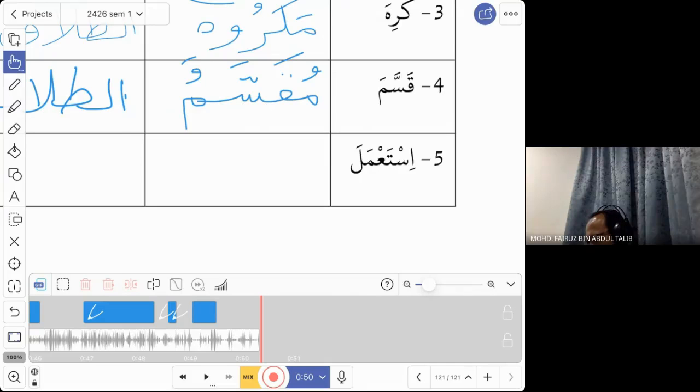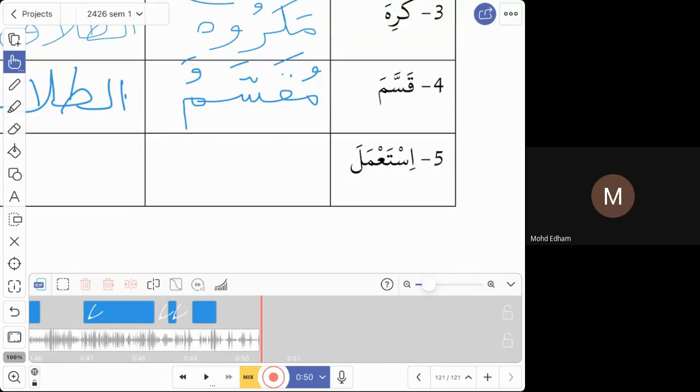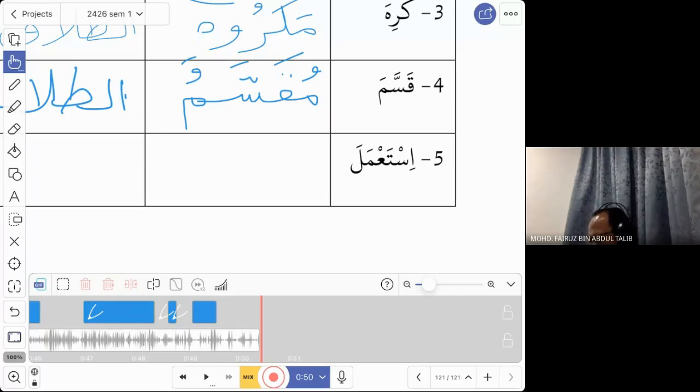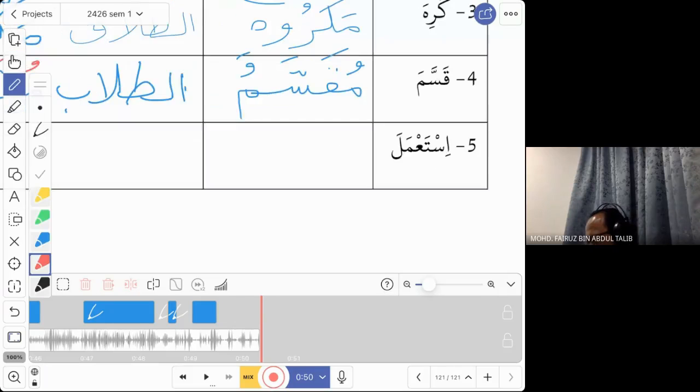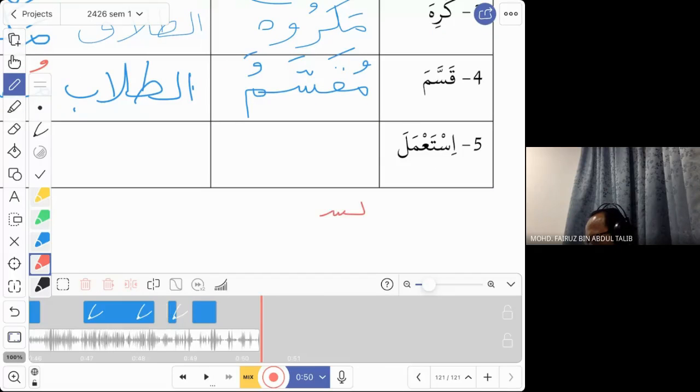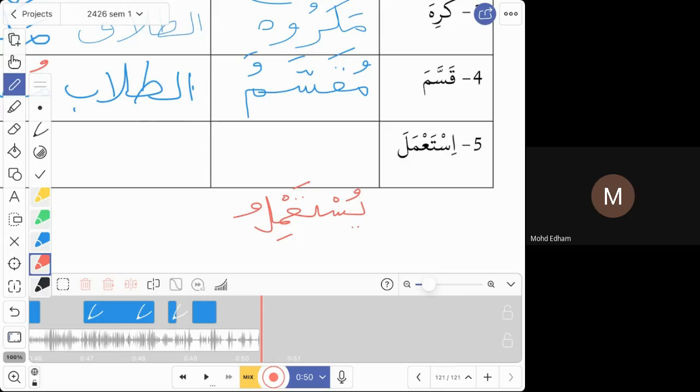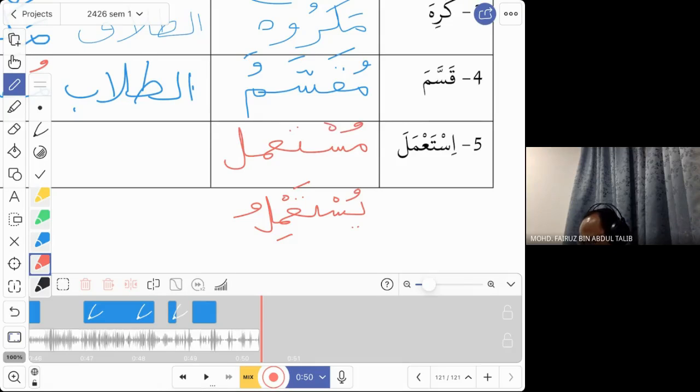Okay, what is the mudari' for ista'mala? This is the wazan istaf'ala. Istaf'ala, yastaf'ilu. Yasta'milu. Yes, correct. You get this from the wazan. Ista'mala yasta'milu. So from here, what is the isim maf'ul? Musta'malu. Yes. Make sure that the second last letter has a fathah. So we say musta'malun, then this is isim maf'ul. Is being used, then you say musta'malun.